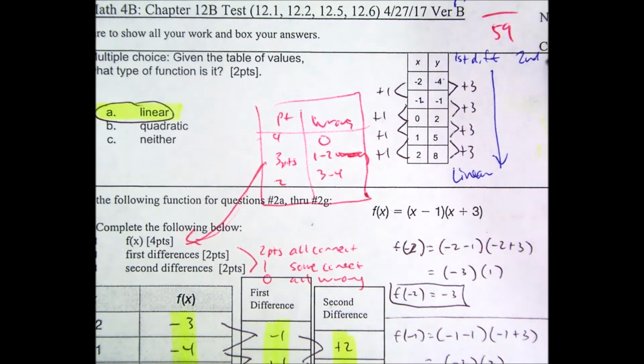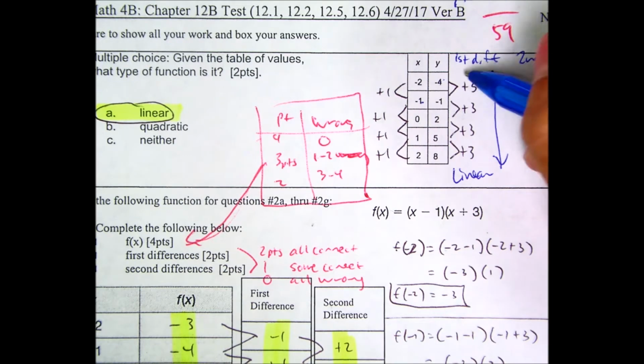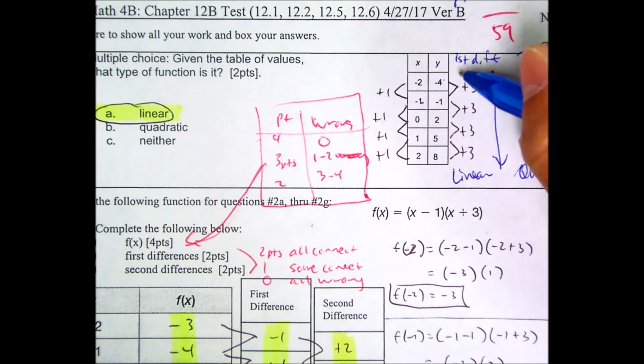If you had a second difference, so for example these numbers are different and then this number here was the same, then that would be quadratic. And if they're just not the same, then that would be neither.